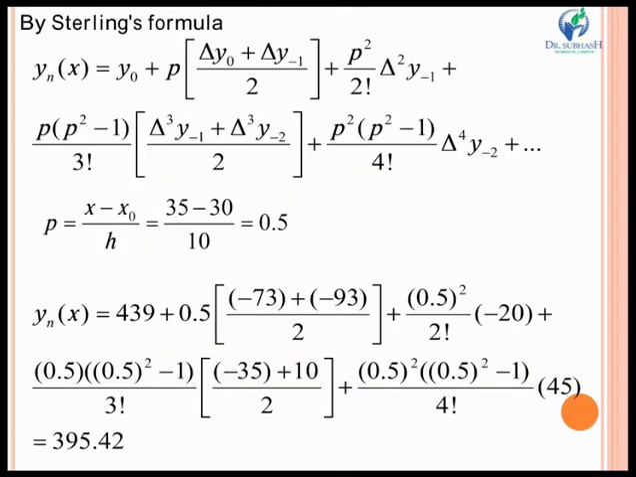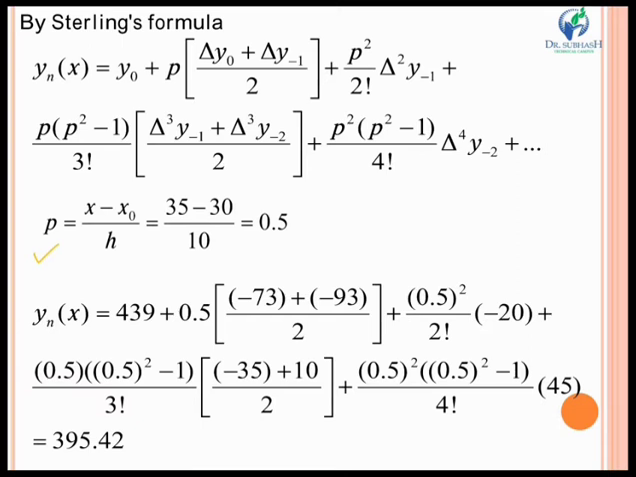See, now we are taking the Stirling's formula. Okay, so we have written here Stirling's formula. The pattern of P is P square, P into P square minus 1, and P square into P square minus 1. This pattern is very important for us to remember. Okay, now P equal to x minus x0 upon h.